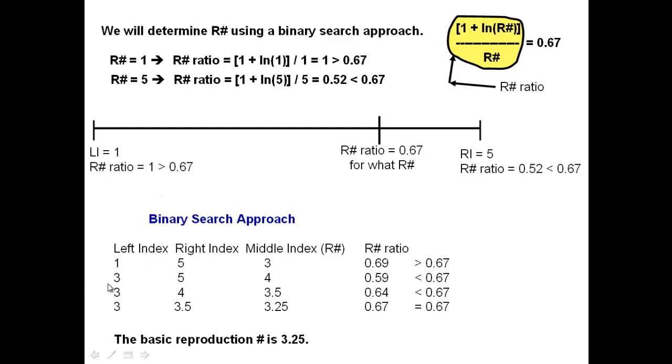So left index is 3, right index is 5, middle index is now 3 plus 5 over 2, which is 4. So substitute 4 for r hash and find the value.